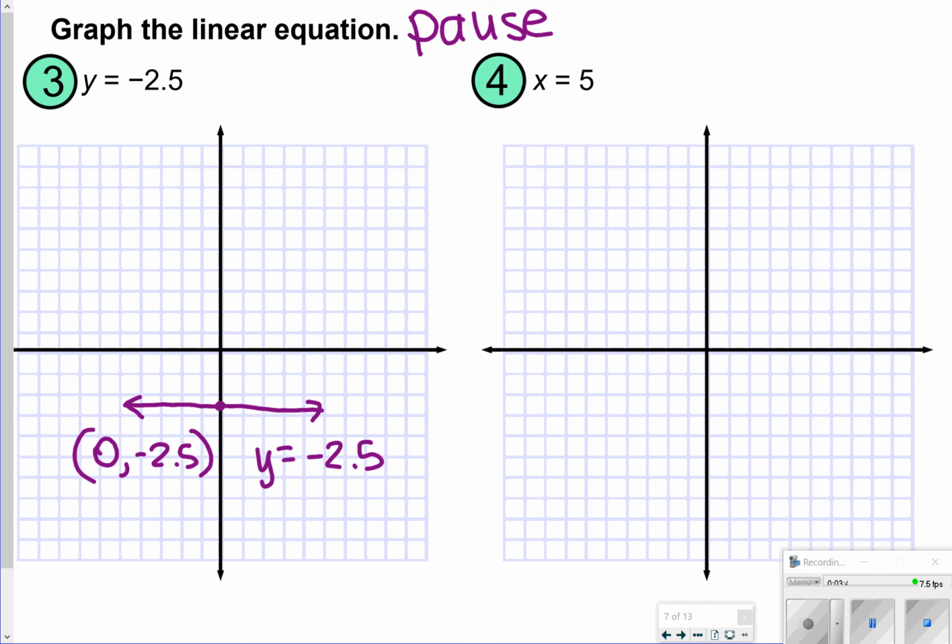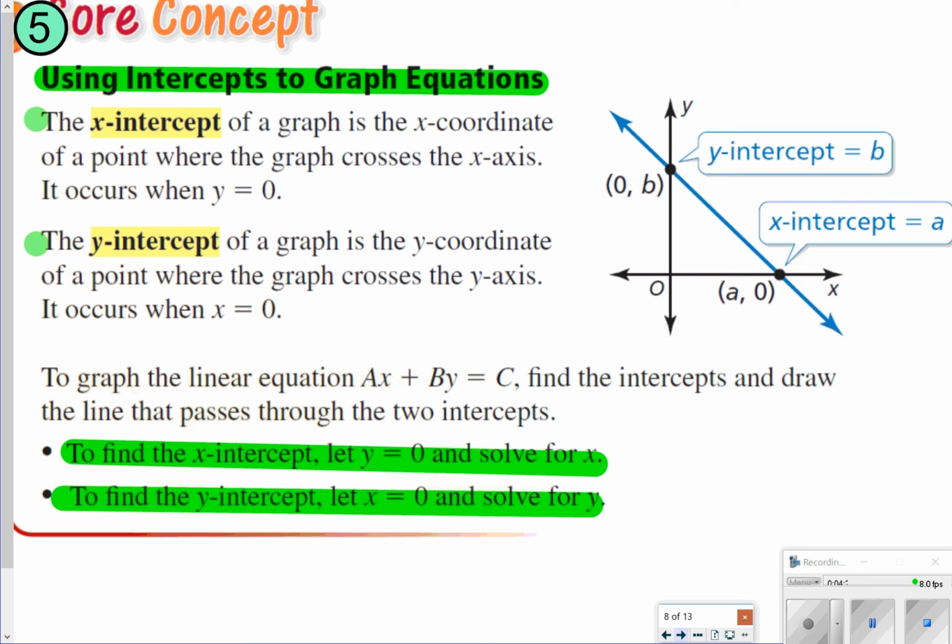The next thing we're going to talk about is how to use x-intercepts to graph equations. There is a lot of stuff on here, but I basically want to make sure you understand the bottom 2 things. The x-intercept of a graph is the x-coordinate of a point where the graph crosses the x-axis, and it occurs when y is equal to 0. On the flip side, the y-intercept of a graph is the y-coordinate of a point where the graph crosses the y-axis, and it occurs when x is equal to 0, so that when you have these intercepts, you can plot the 2 points and then make a graph.